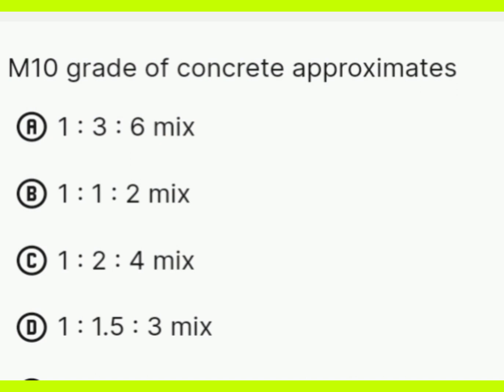Question, M10 grade of concrete approximates option A, 1:3:6 mix; option B, 1:1:2 mix; option C, 1:2:4 mix; and option D, 1:1.5:3 mix. Here the correct answer is option A, 1:3:6 mix.